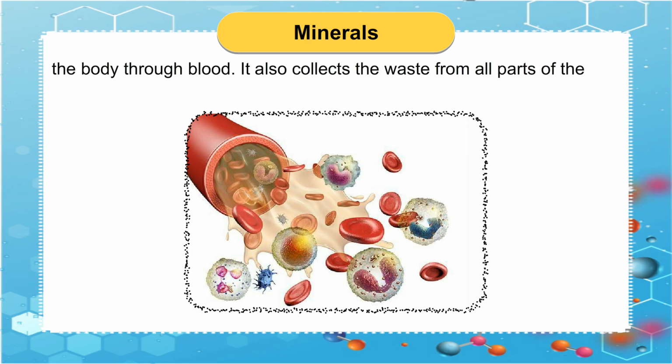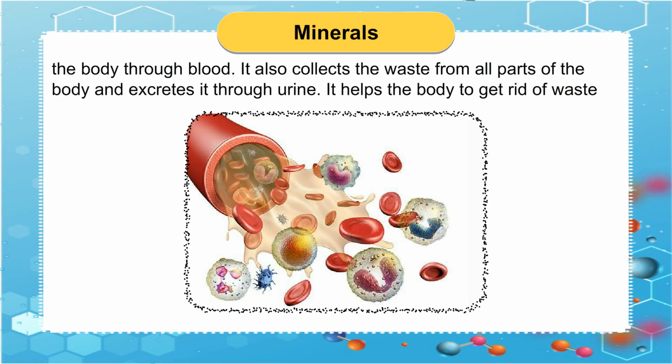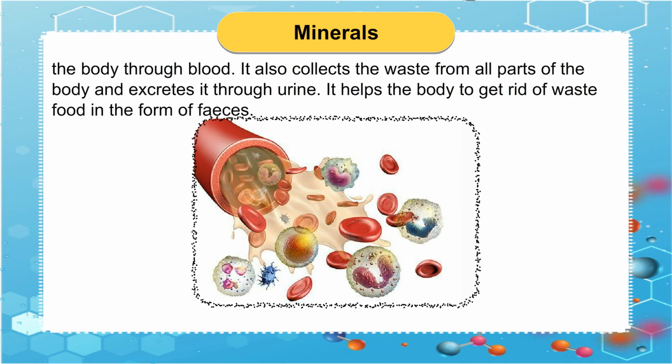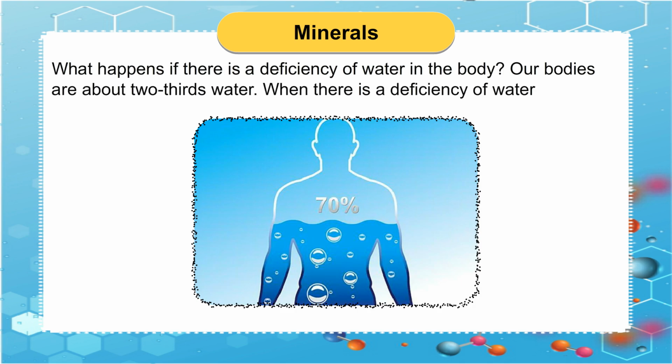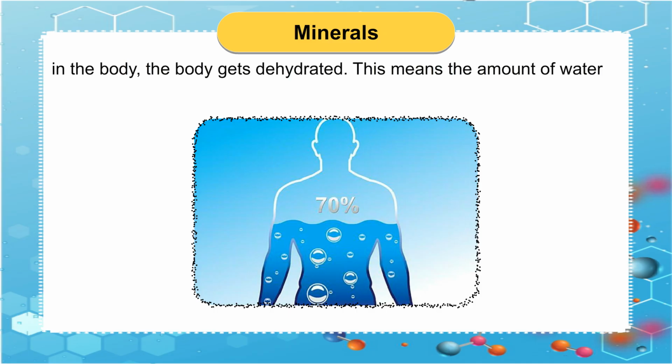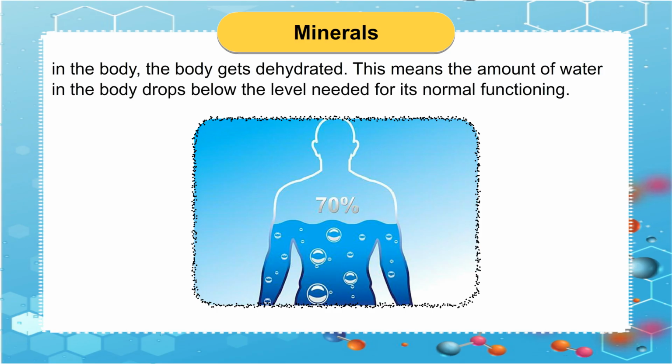It also collects the waste from all parts of the body and excretes it through urine. It helps the body to get rid of waste food in the form of feces. What happens if there is a deficiency of water in the body? Our bodies are about 2/3 water. When there is a deficiency of water, the body gets dehydrated. This means the amount of water in the body drops below the level needed for its normal functioning.